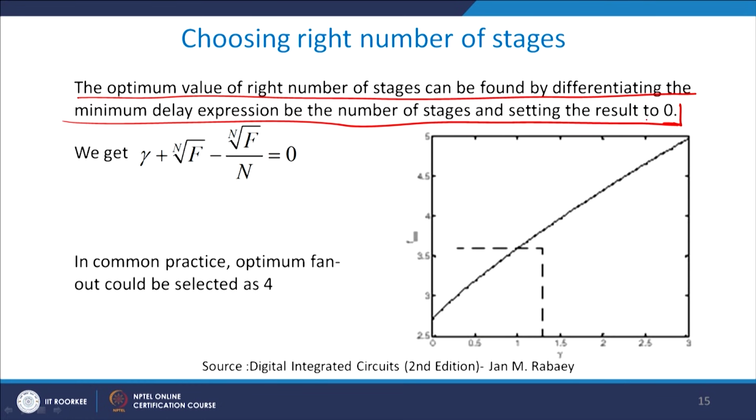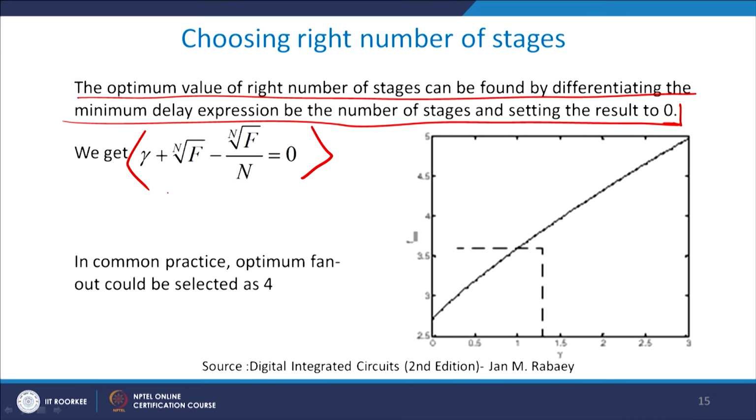That is what I was telling you: del Tp by del n set to 0, and then see which is minimum. From that we get this expression: gamma plus the nth root of F minus (the nth root of F) times ln F divided by n equals 0. The common practice is that the optimum fan out selected is generally equal to 4. The expression in front of you gives you an idea of the number of stages you want for a delay chain to have minimum delay.